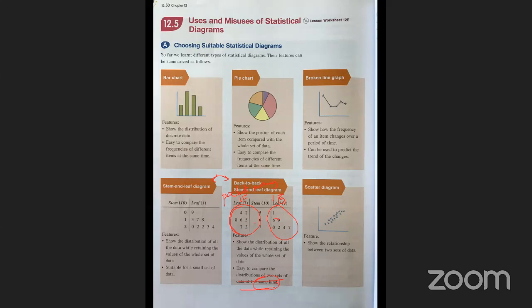Something like that. And of course, because it is also a kind of stem and leaf diagram, back to back stem and leaf diagrams are also only suitable for a small set of data. If there are lots of data, it is also very time consuming. And then for the scatter diagram that we had yesterday, it is used to show whether there's a relationship between 2 sets of data.